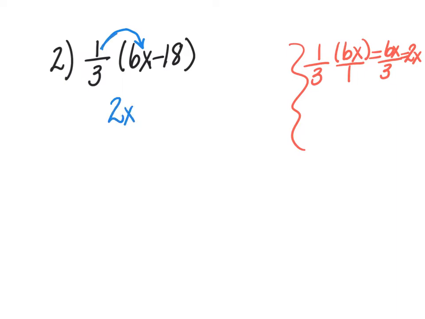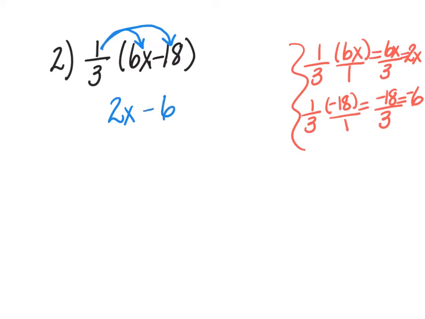Then I'm going to multiply 1/3 times negative 18. And I can do it the exact same way. 1/3 times negative 18. And I can put that understood 1 there, and then multiply straight across. 1 times negative 18 is negative 18, and 3 times 1 is 3. And then when I simplify negative 18 over 3, I get negative 6. So this expression simplifies to 2x minus 6.